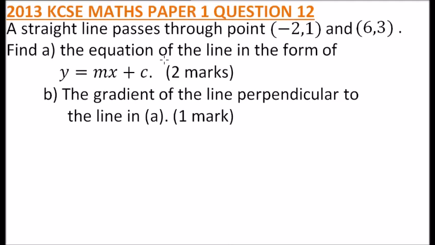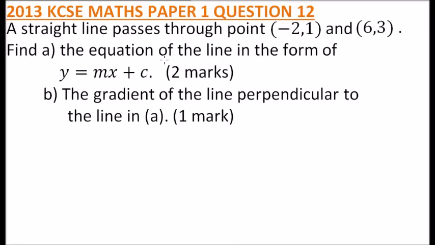2013 paper 1 question 12. A straight line passes through points (-2, 1) and (6, 3). Find the equation of the line in the form y = mx + c.